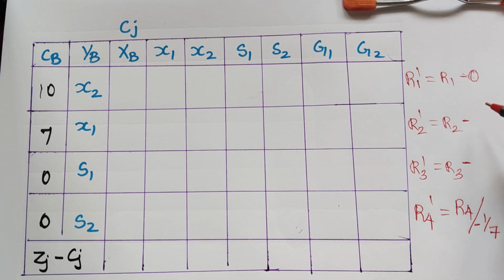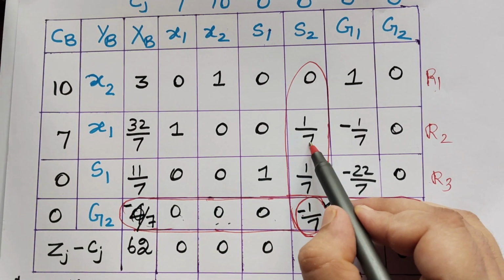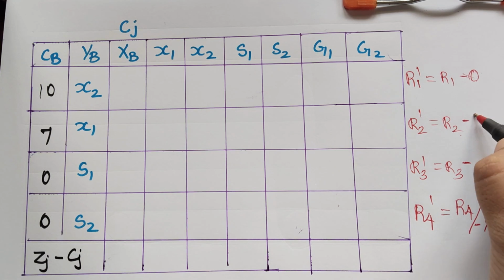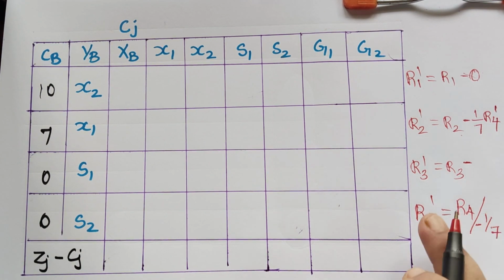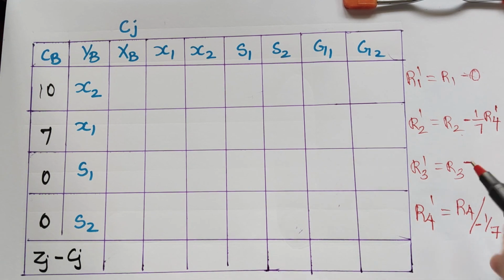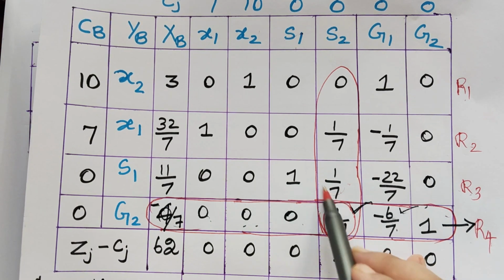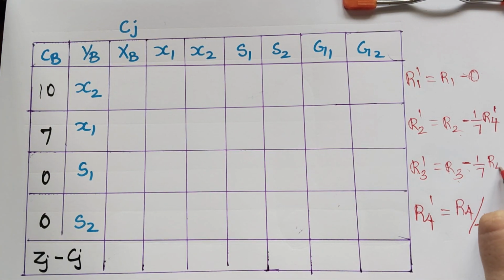Next, for this, what is the element in the pivotal column? For R2 it is 1 by 7. So 1 by 7 multiplied with R4 dash. That is the new pivotal row. Then R3 dash is R3 minus, what is the element in the pivotal column corresponding to R3? It is 1 by 7. So 1 by 7 here, again R4 dash. So these are the row operations.